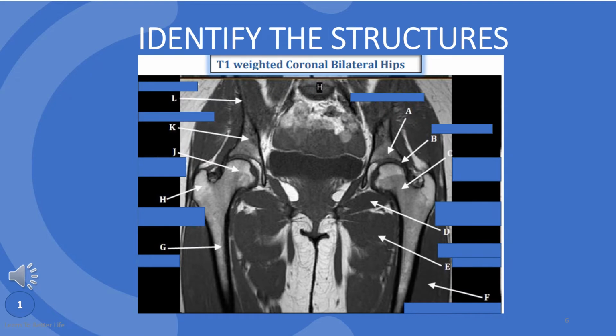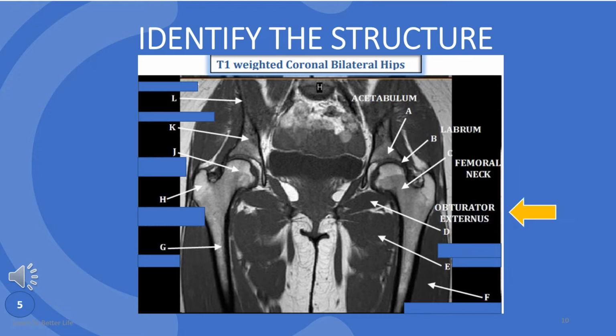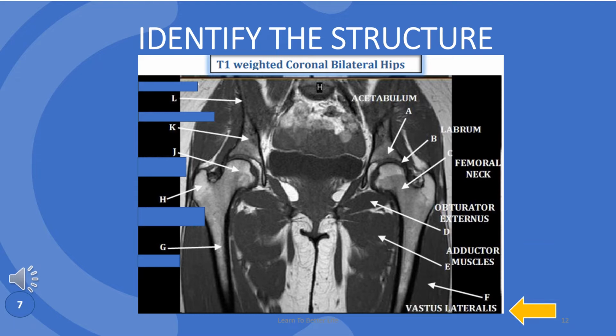Now, let's try to learn some anatomy parts that pertain to the MRI board exam. Try to label these. I will reveal the answers for each one. A is acetabulum. B is labrum. C is the femoral neck. D is the obturator externus. E is the adductor muscles. F is the vastus lateralis.